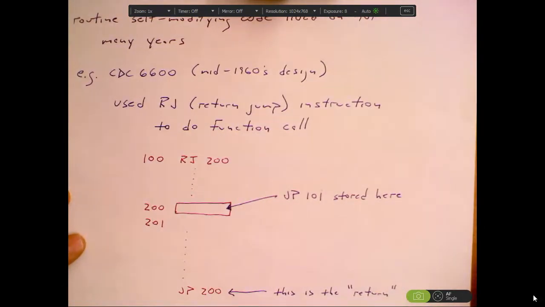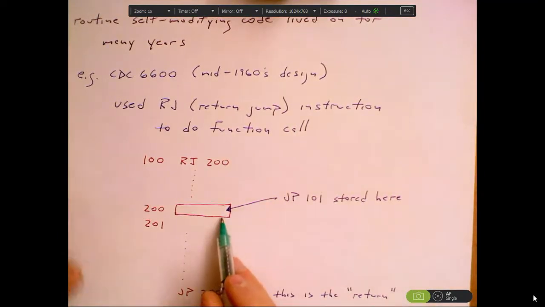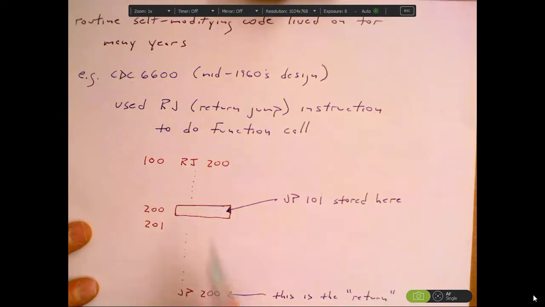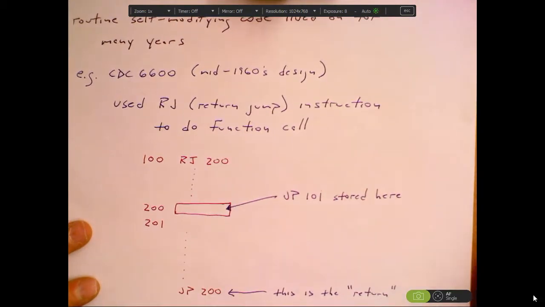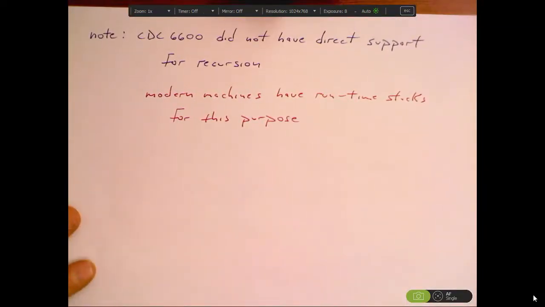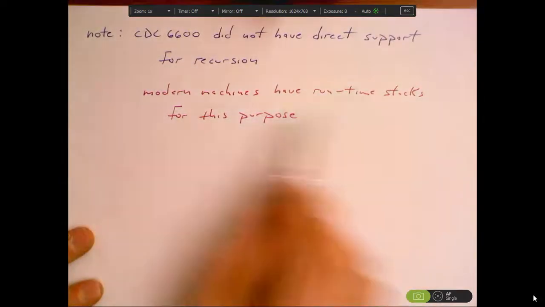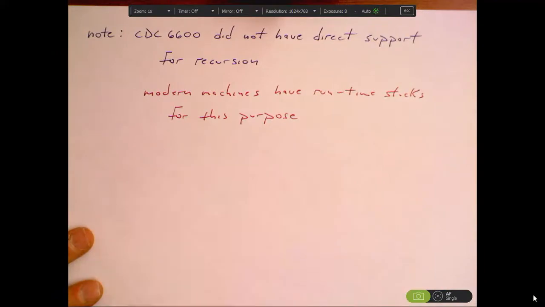Of course, if you think about this for a minute, this is not going to work for recursion, right? Because I can only have one copy of this function executing at a time, because there's only one place to put the return address. So the CDC machine did not have direct support for recursion. And as we've studied at length in this course, modern machines have runtime stacks for this purpose.